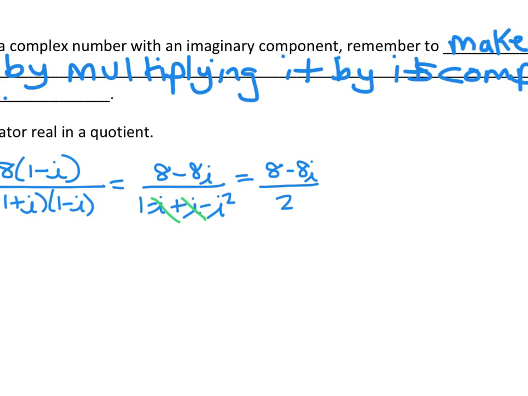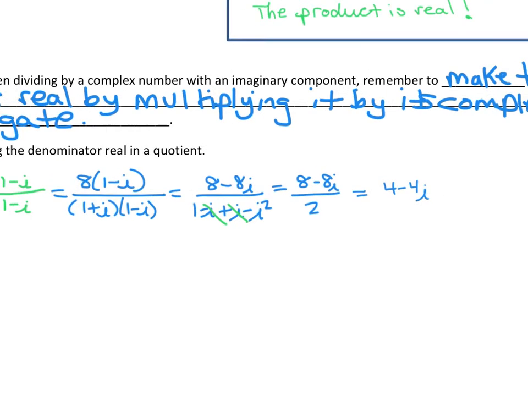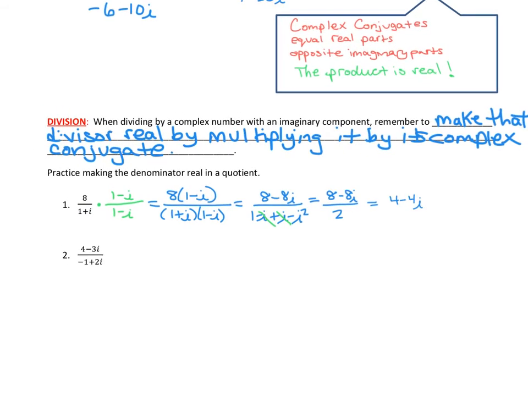Now, both of these terms in the numerator are evenly divisible by 2. So I can continue to simplify this. 8 divided by 2 is 4. And negative 8i divided by 2 is negative 4i. So this ratio here, 8 divided by 1 plus i, is reduced or simplified to 4 minus 4i.